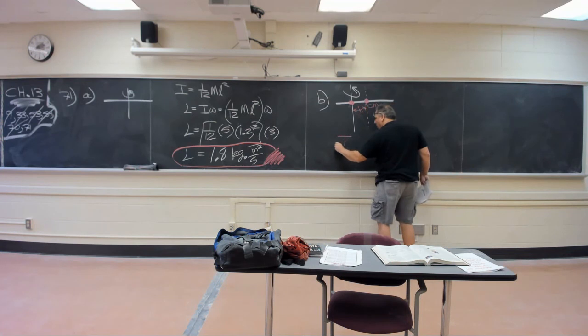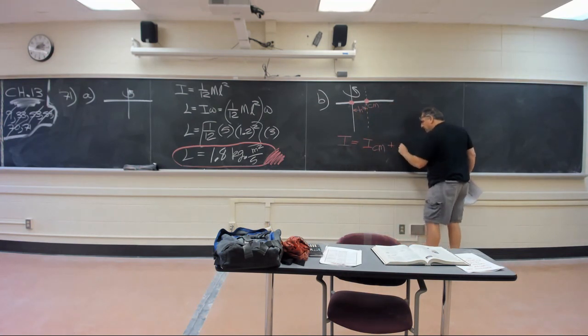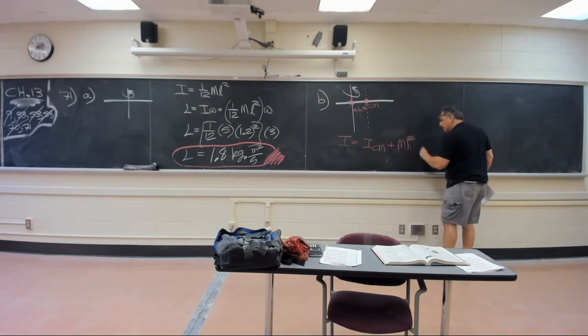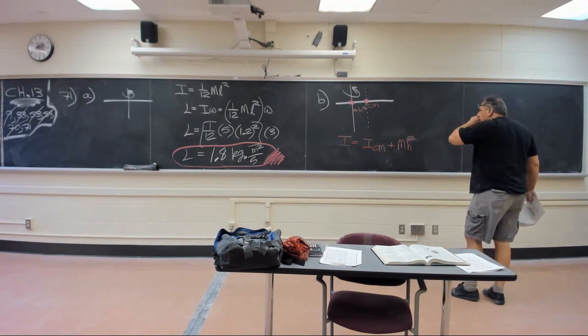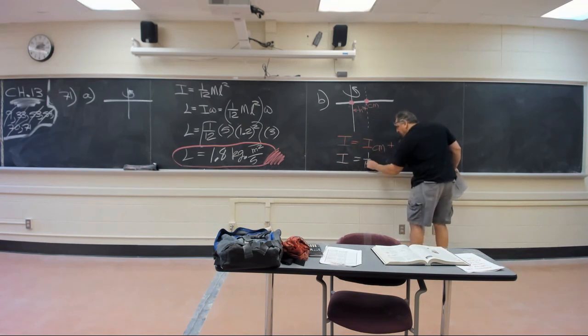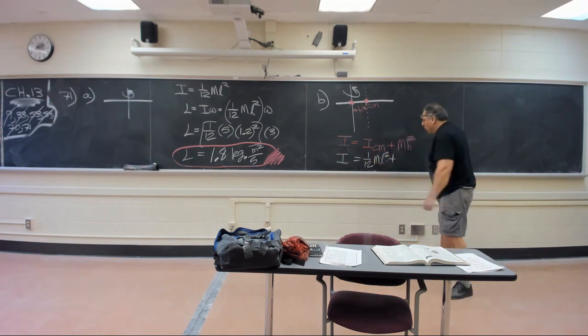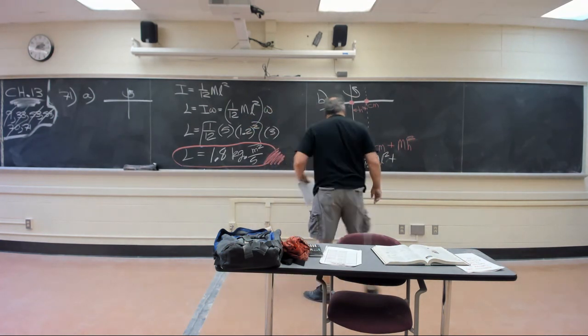You know that I is going to be I_CM plus MH squared. We know that. So what do we have here? Well, I know this much. The I is going to be something, and that's going to be 1/12 ml squared. I got that.